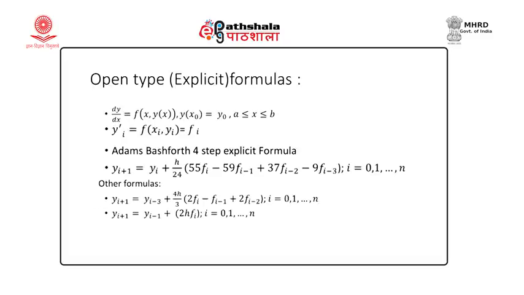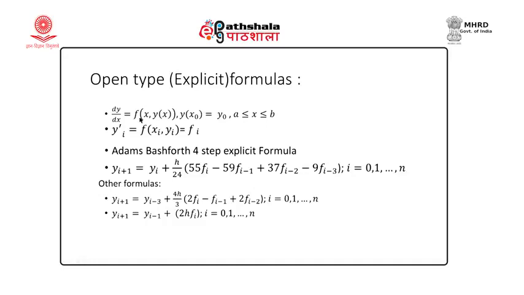Now, in the case of multi-step formulas, we can classify them into two types. One is the open type, which we call explicit formulas, and the other is the closed type, which are implicit formulas. Let us learn the nature of these open type explicit formulas first. See, the equation is dy by dx is f(x, y), y(x0) is y0.